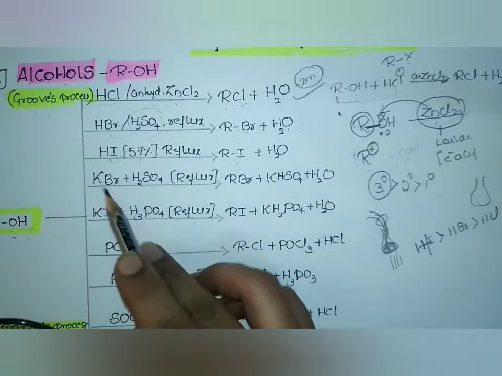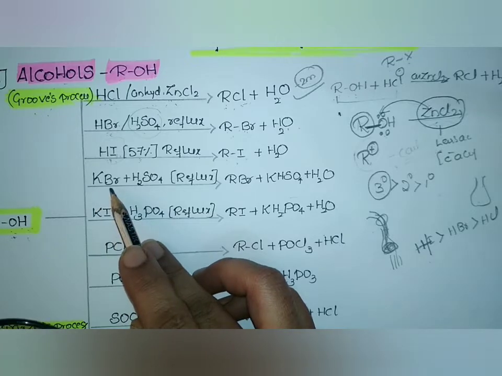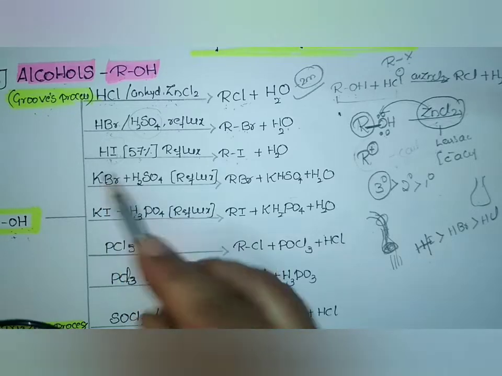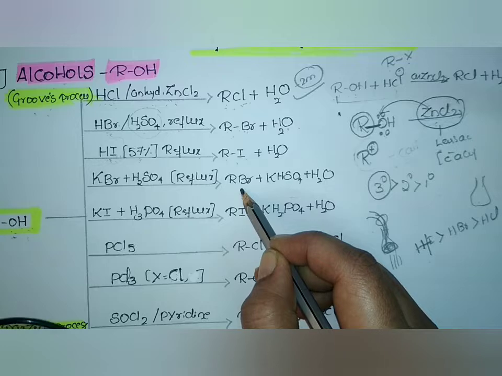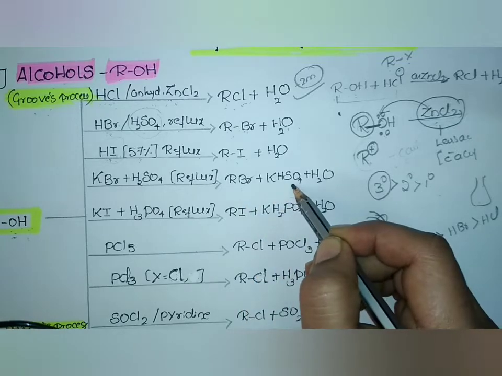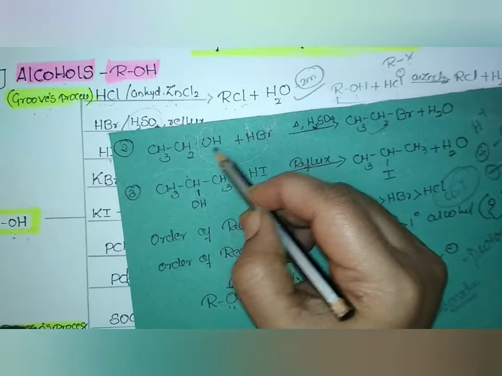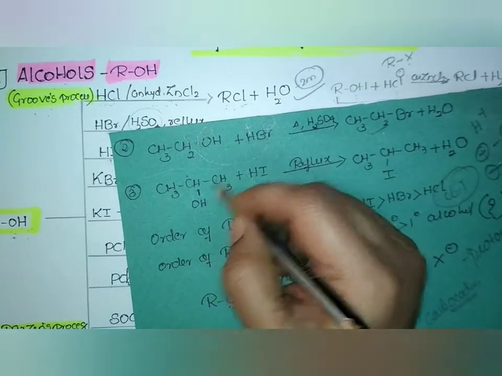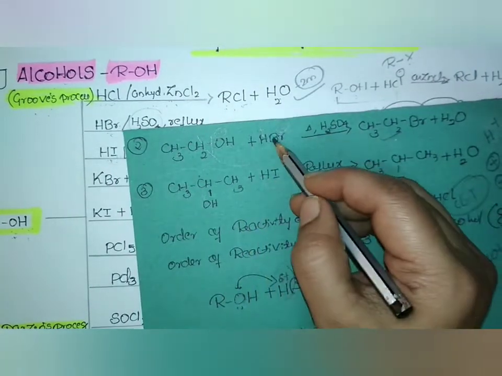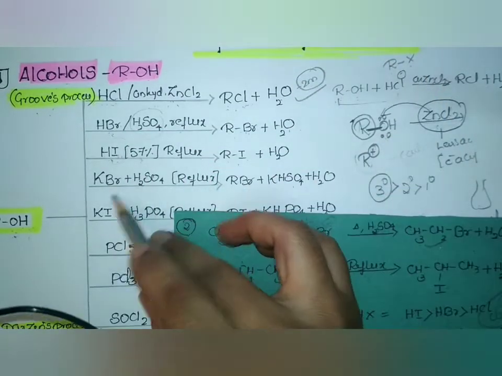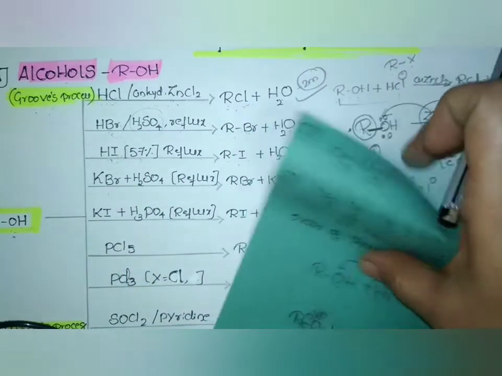So alcohol when treated with potassium bromide, a salt, results in the formation of the respective alkyl bromide and potassium bisulfate in the water. So you can take such examples and you can try to practice. You can take ethyl alcohol, you can take a secondary alcohol. In place of HBr or HI, you can use KBr. It is quite simple.